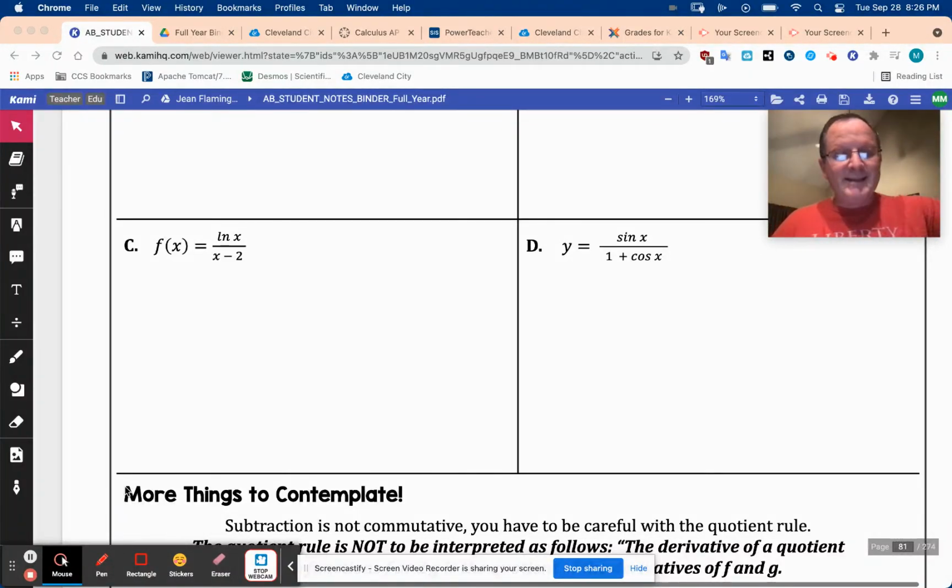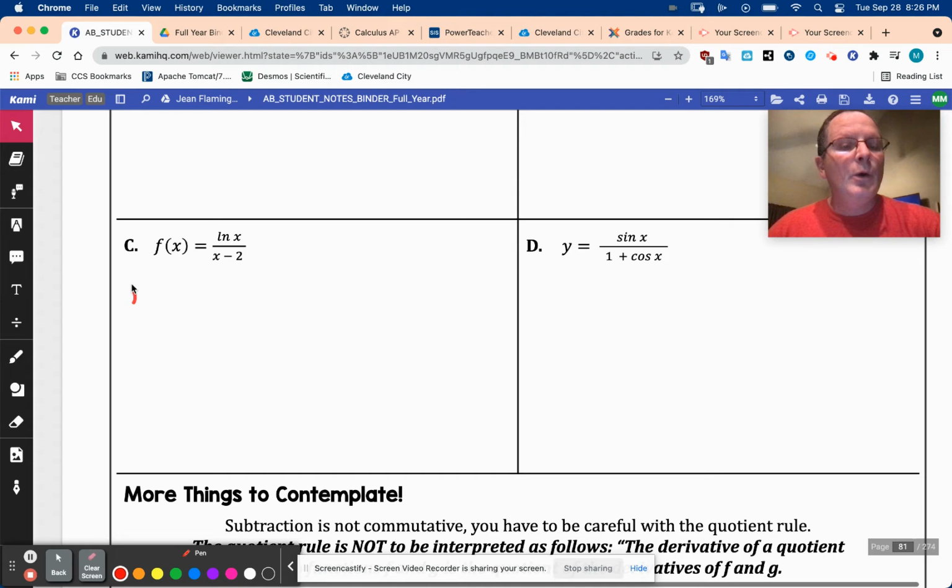Okay, on C and D, we're going directly into the quotient rule. All right, so I'm not going to write out each step like the previous ones. So we're going to go on this one. We have the natural log of x over x minus 2.